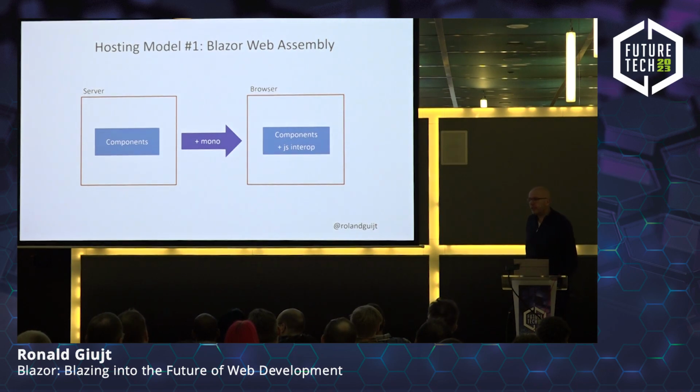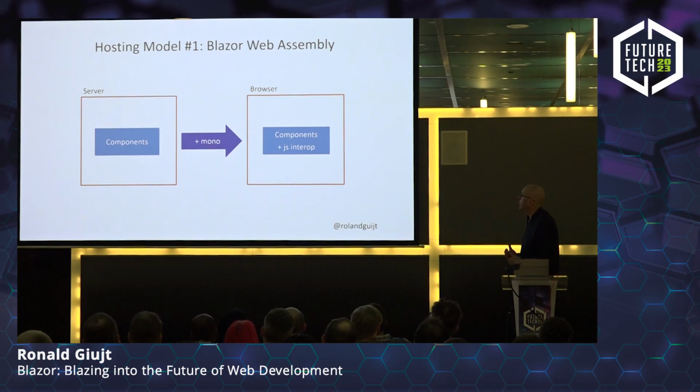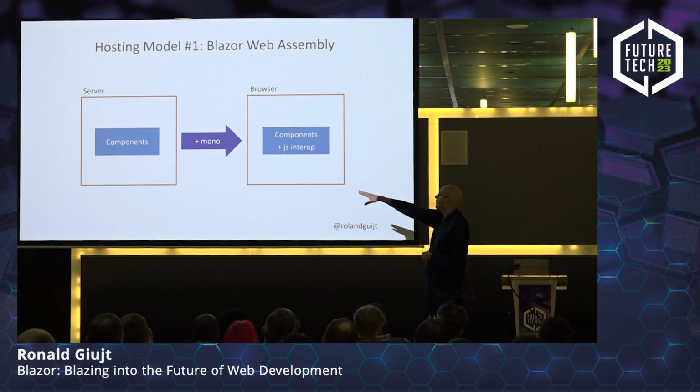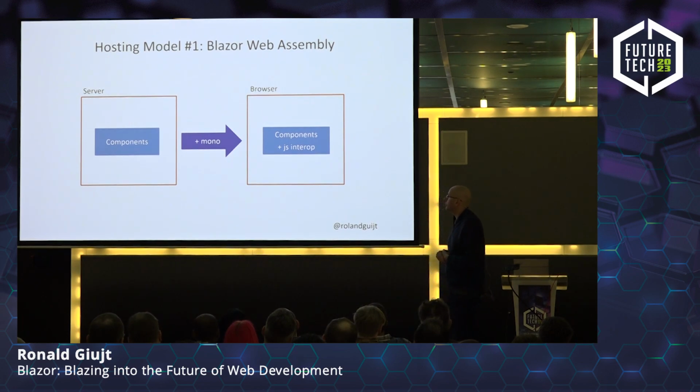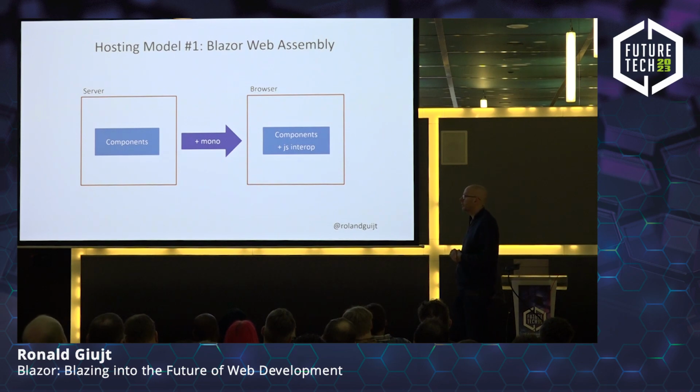Okay, so Blazor has two hosting models. So basically there are two versions of Blazor. The first one is called Blazor WebAssembly. With Blazor WebAssembly we create components for the application, like I explained. The server sends these components to the browser, and then the browser executes these components, executes the code behind the components.